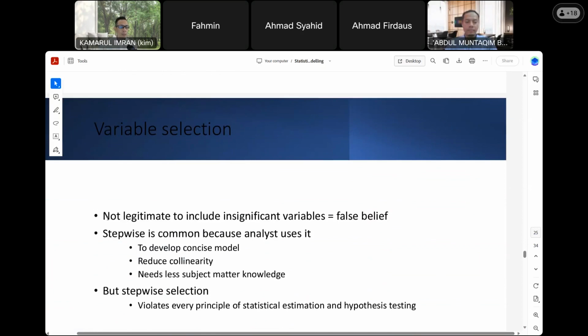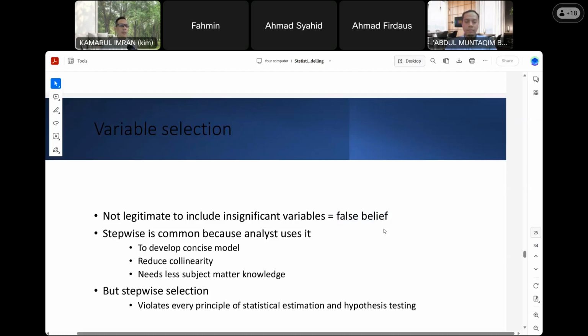Variable selection. There's always a belief that you must include only significant variables. Again, this is a false belief. Kepercayaan khurafat. Khurafat untuk mempercayai bahawa only independent variables yang significant saja perlu ada dalam model.